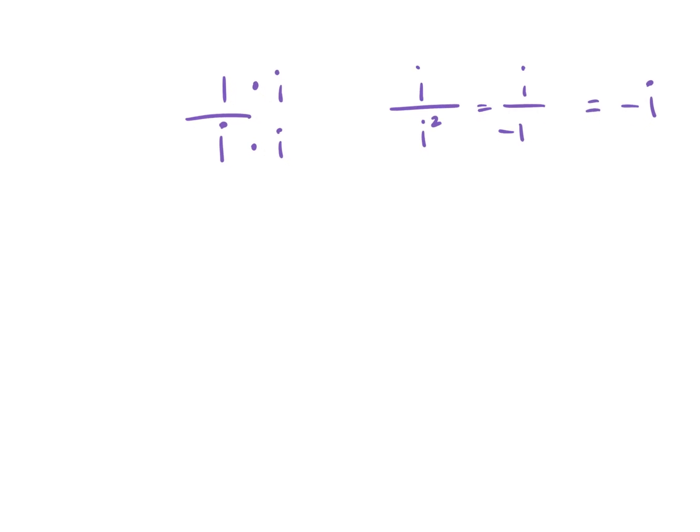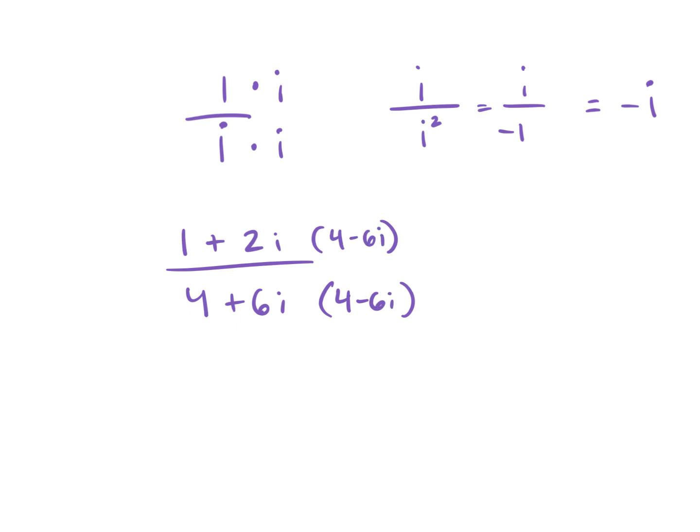If we had something, like the example that we did, 1 over (2i) over (4 + 6i). If you had multiple terms on the bottom, you'd have to multiply by the conjugate. So here, what would we have to multiply the top and the bottom by? 4 minus 6i. Awesome. So whatever you multiply to the bottom, you have to multiply to the top.